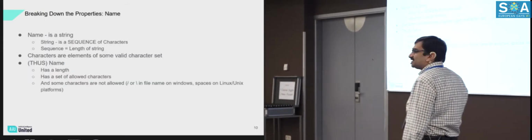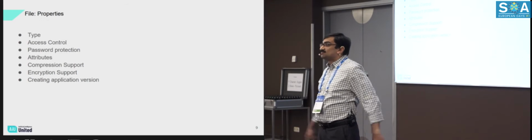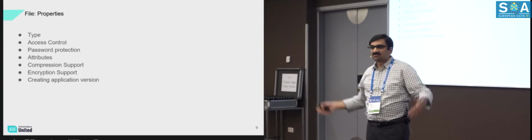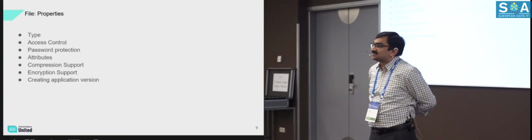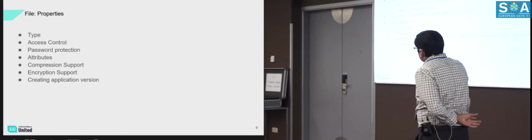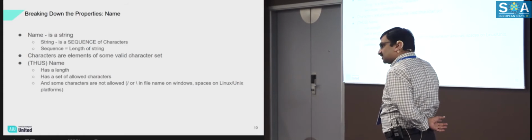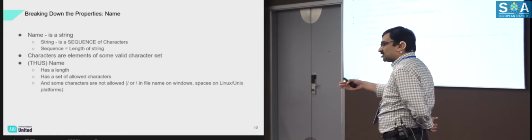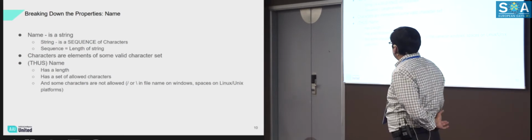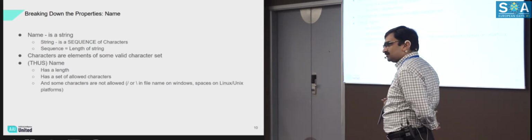Tell me, what are the properties of a name? Yeah, so characters. A name has a set of characters. So name is a string. String has a length. Length means total number of characters, right? Is anything else? So if I say name is a string, name is a sequence of characters, sequence has length, so name has a length, set of allowed characters, special or otherwise, whatever, and some characters that are not allowed. Is that good enough?